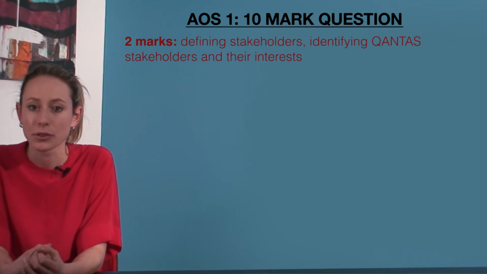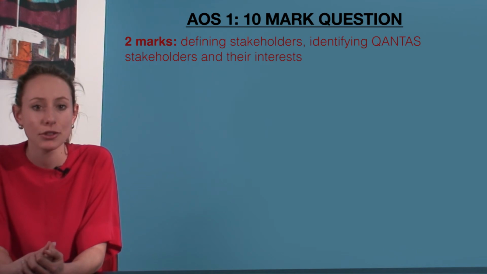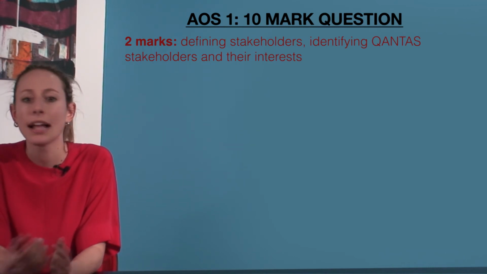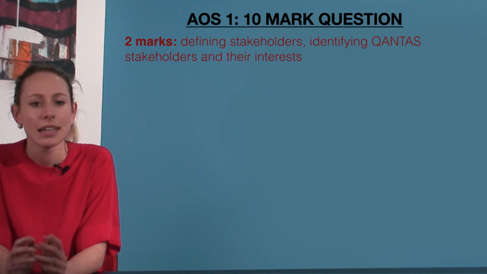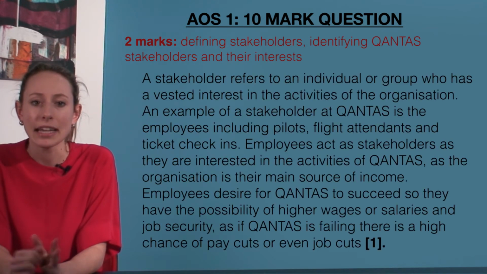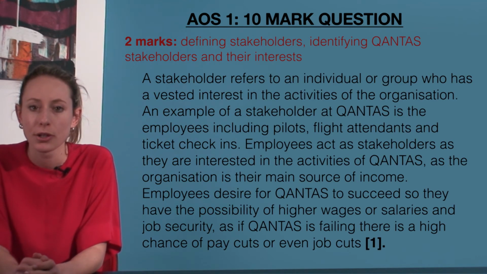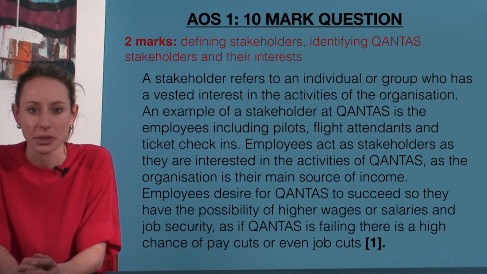It may also be helpful to define what exactly a stakeholder is, so it is easier to outline how the examples chosen fit into this concept. These marks could also make up one paragraph, seeing as they are grouped together within the question, and also interrelate. A detailed example of this is: a stakeholder refers to an individual or group who has a vested interest in the activities of the organisation.